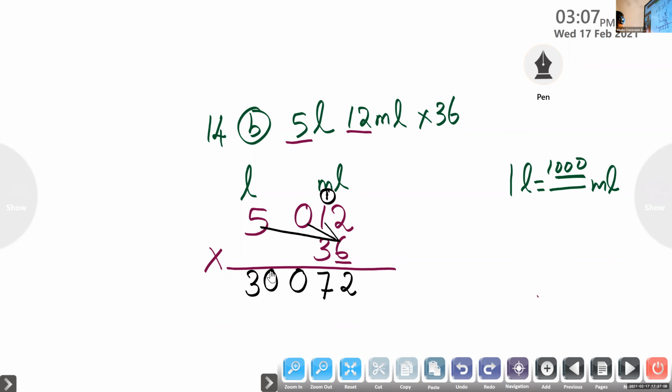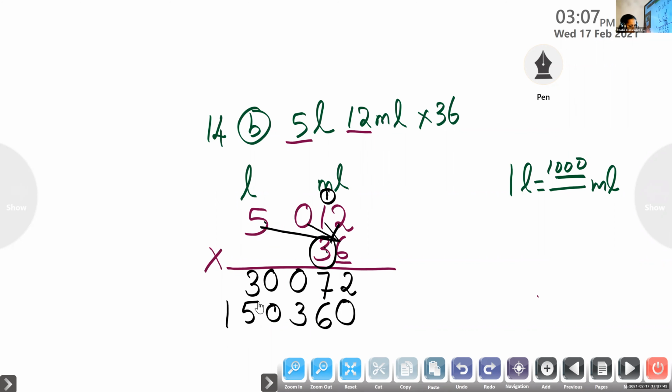30072. Okay, now the second row starts with 0. Now we will have to multiply with the 3. 3 2s are 6. 3 into 1 is 3. 3 into 0 again it's 0. 3 into 5. What is 5 3s are? 15. 5 3s are 15.